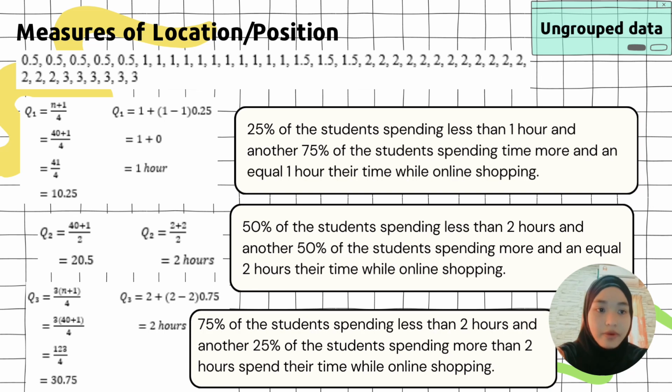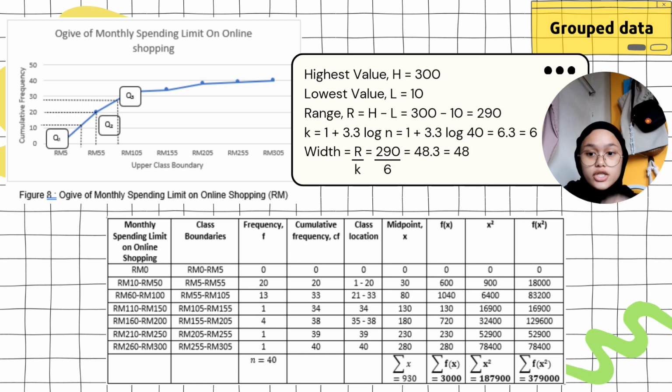Spend their time while online shopping. Next is the monthly spending limit for online shopping. This variable is quantitative and grouped data. So we are choosing to calculate using class width, where the sum of the frequency is 40.